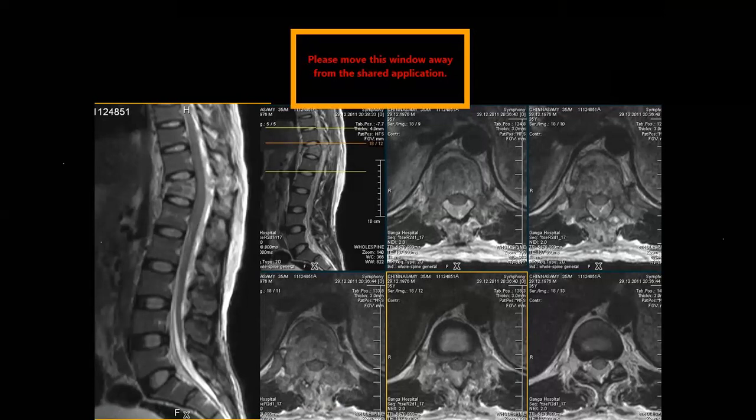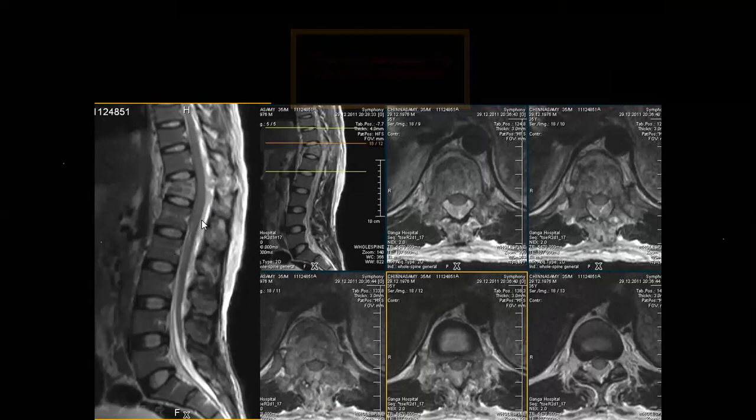So this is 5, 4, 3, 2, 1, T12. So what will I do? I will put screws in T10, T11. I will leave T12. I will put screws in L1 and L2. Okay, this is the T10 to L2 posterior instrumented stabilization.